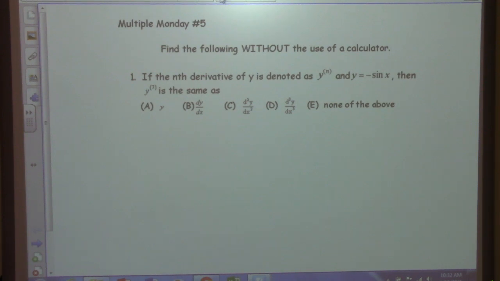Here we have our first assignment of the day. Multiple Monday. Find the following without the use of a calculator.